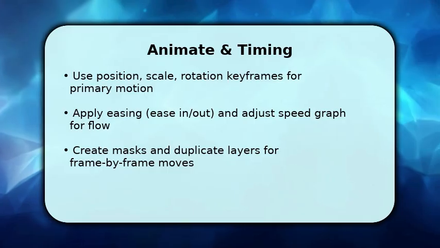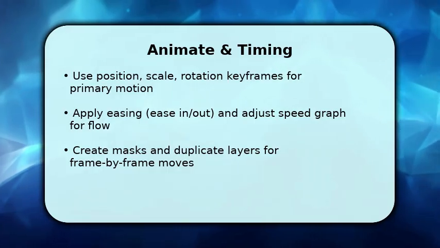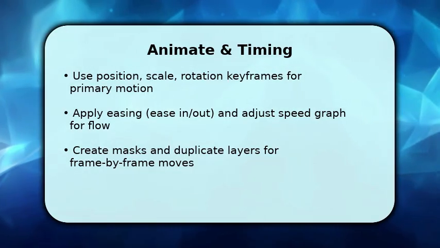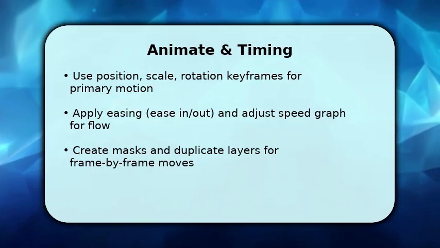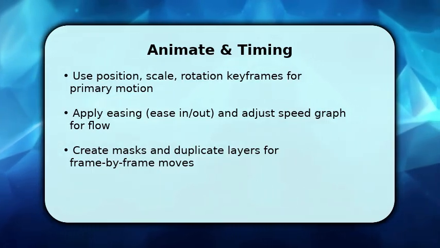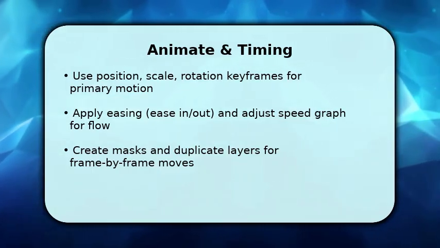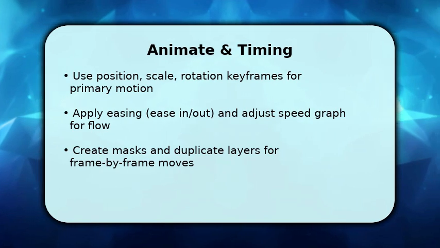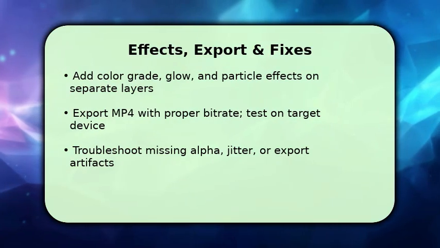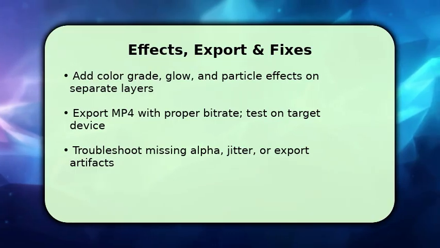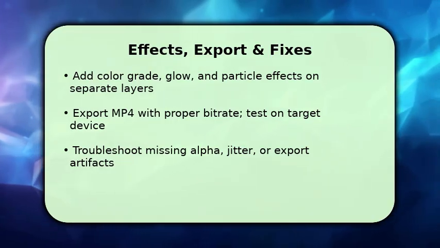For complex gacha poses, use masks and duplicate layers to simulate frame-by-frame changes. Once you set one motion path, copy it to similar characters and tweak timing to keep things cohesive. Finish by stacking effects. Add color grade, glow, and particle layers. Keep them separate so you can toggle visibility.